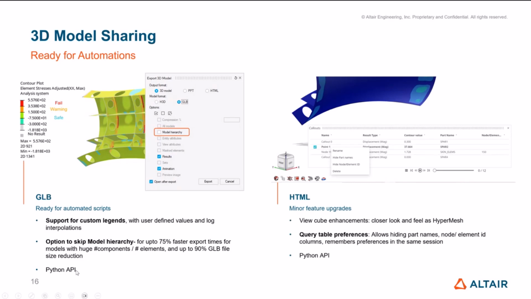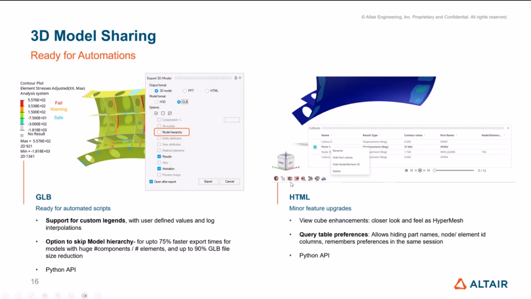In addition to that, we have decided to release a Python API, which Stefan and Dimitri have already gone over along with Mikal during automation JDA. Similar story on HTML export as well. We had some minor feature upgrades, again, meant for automations mainly.